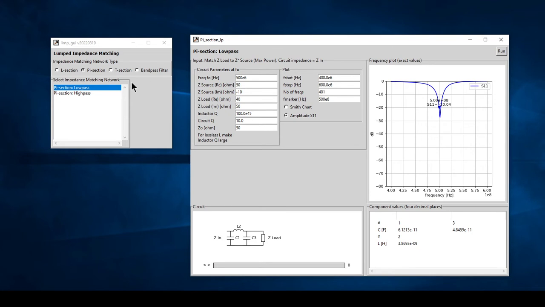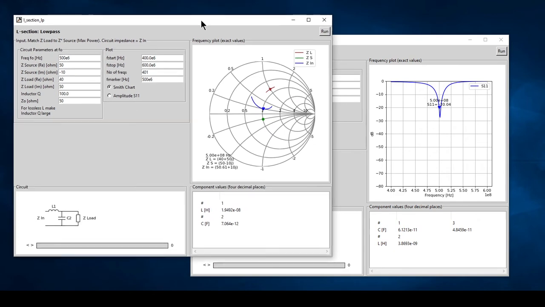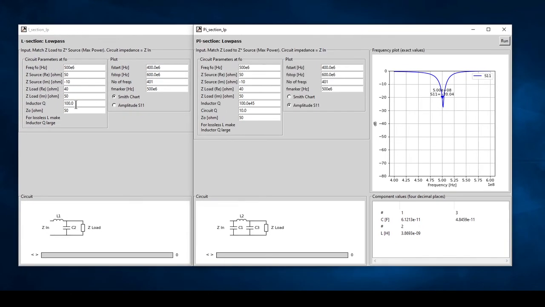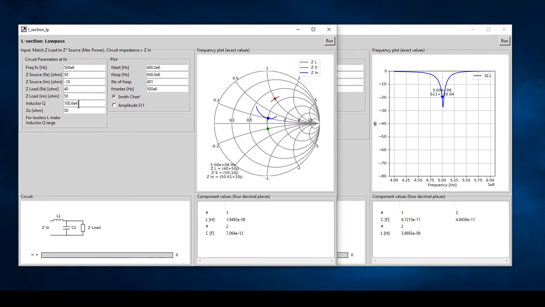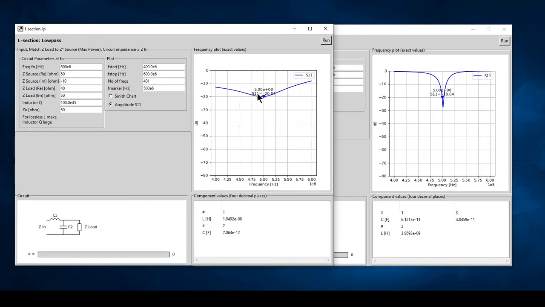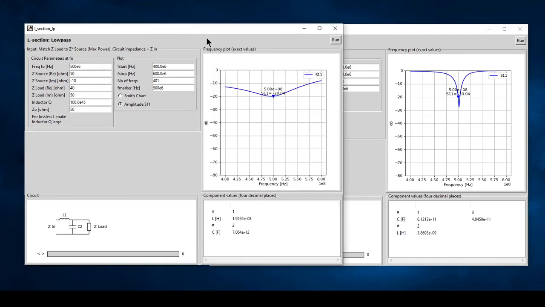We also have the capability of opening multiple windows. So let's open L section once again. So we have the same values. Now we can compare. Let's compare the bandwidths of the two cases. Let's just make this a lossless circuit so we can run that. Let's look at the amplitude. Right, so here we can compare the amplitude of the L section and the amplitude of the pi section. So it's very useful to open multiple windows to compare matching network designs.